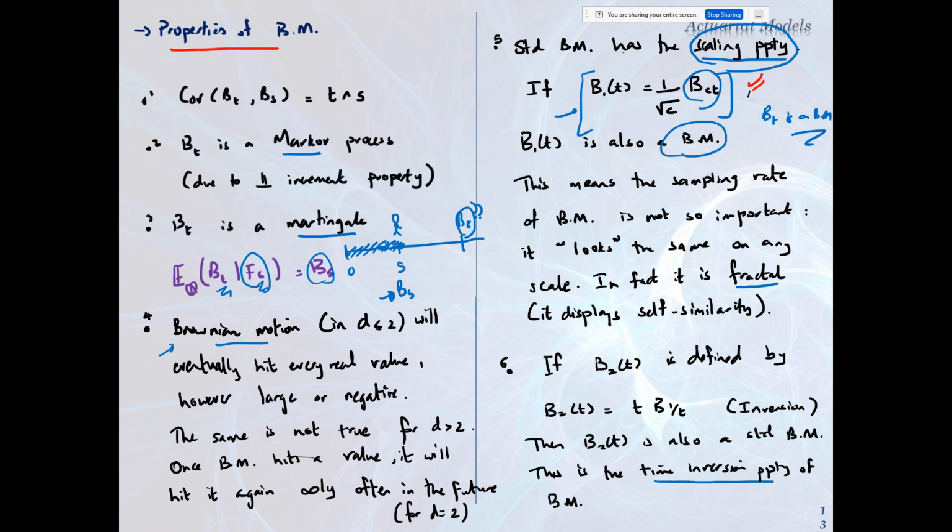We also have the inversion property of the Brownian motion, which is defined like this. If BT is a Brownian motion, then B2T, which is defined as T times B with the subscript 1 over T, is also a standard Brownian motion. We can check this using these 5 definitions of the Brownian motion.